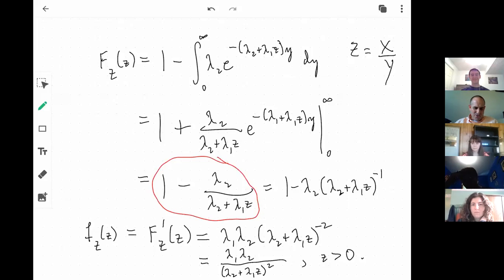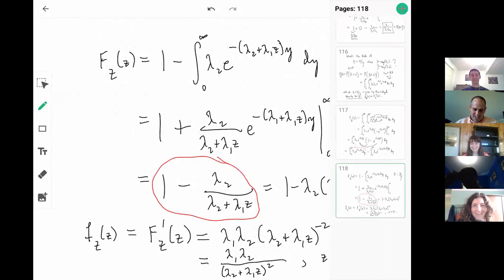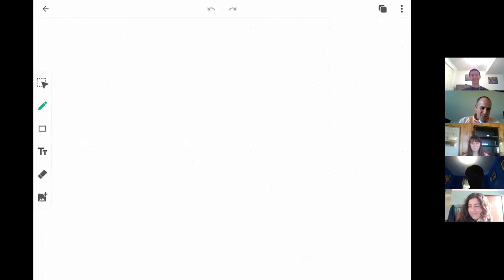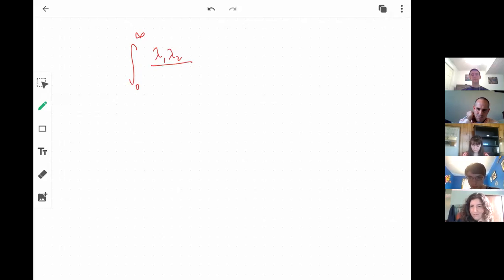I want to make sure this thing integrates to 1 now. Sorry. Okay. This will just take a second, and it's good practice. So let's integrate this thing from 0 to infinity. It was lambda 1, lambda 2 over, what was it? Was it lambda 2 plus lambda 1 z quantity squared? Is that right? Okay, what's this thing going to integrate to?